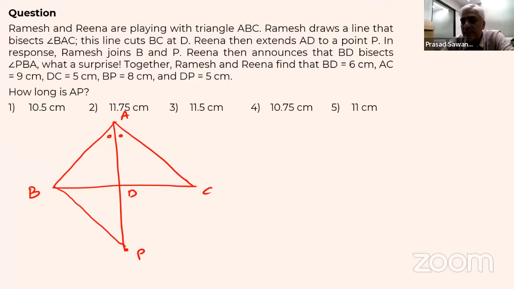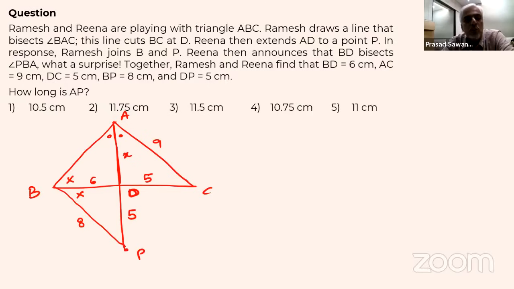Reena then announces that BD bisects angle PBA. What a surprise. That means this angle and this angle are also equal. Together, Ramesh and Reena find that BD is 6, AC is 9, DC is 5, BP is 8, and DP is 5. Too many things are given. I love such sums, but so much is given. How long is AP? So in short, I need to find AD. Let's call it X.